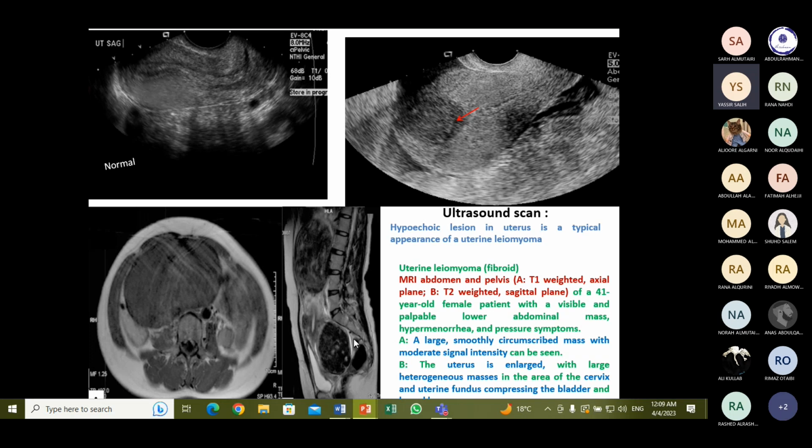What is this? Rectum. Yes, and what is this? Anterior to the uterus, urinary bladder. Yes, this is urinary bladder. So you can see this mass compressing the urinary bladder and the bowel, meaning the rectum posteriorly and the urinary bladder anteriorly are compressed. Notice they are compressed by this huge mass.